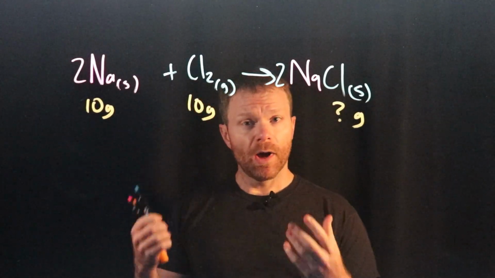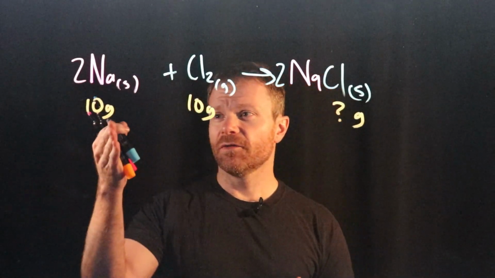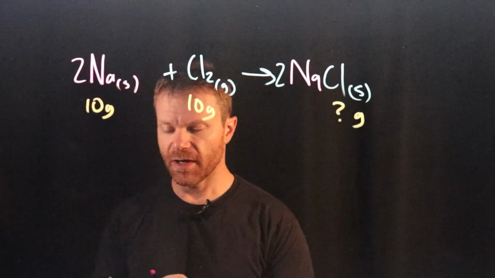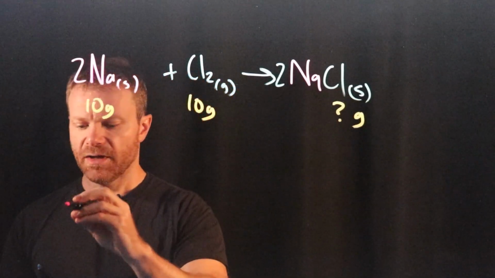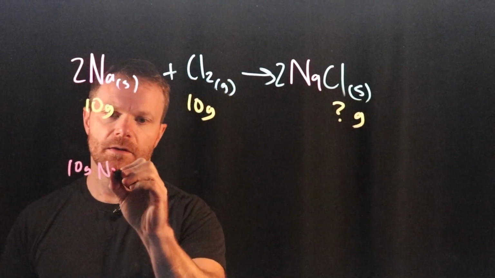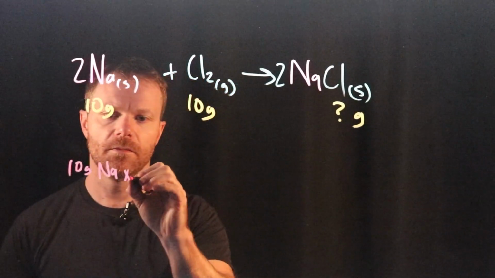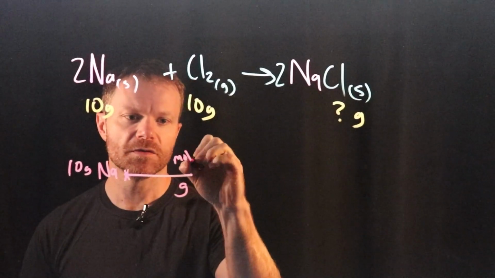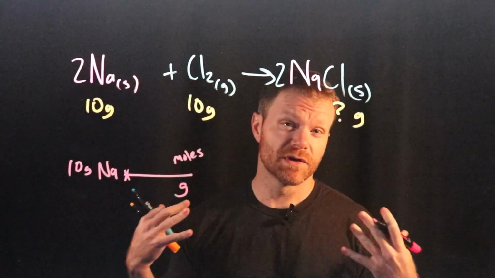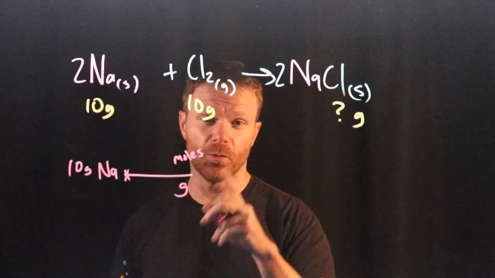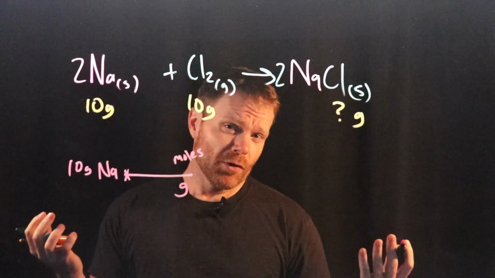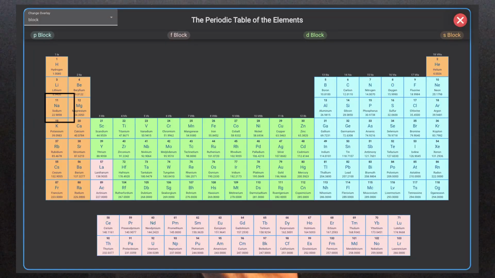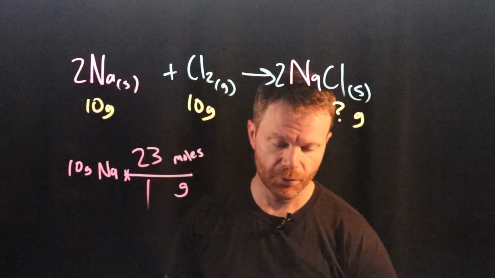Okay, well, the first thing we need to do is figure out if we have 10 grams of each of these, how many moles is that, right? So for our sodium chloride, if we have 10 grams of sodium, we've got our conversion factor here. We want to get rid of grams, we want to go to moles. In order to get moles, we have to use the molar mass. And since sodium is just one element, the molar mass is the same as the atomic mass. You can just look it up in the periodic table. It's 23 to every 1 gram, right?